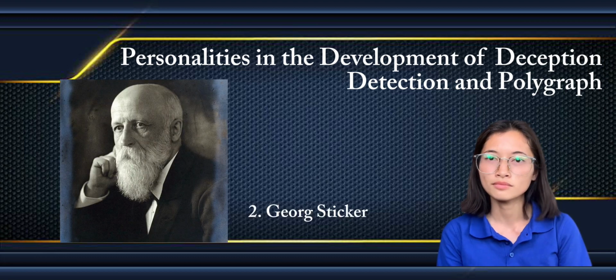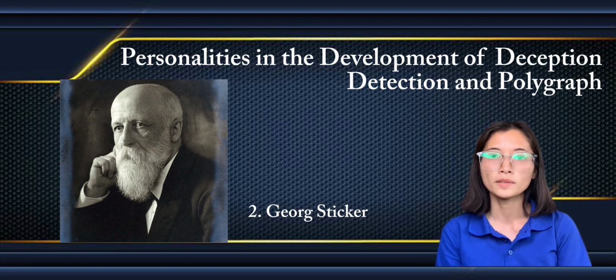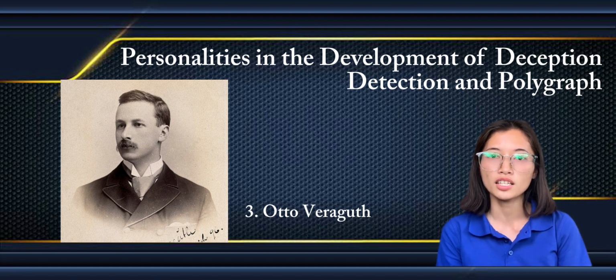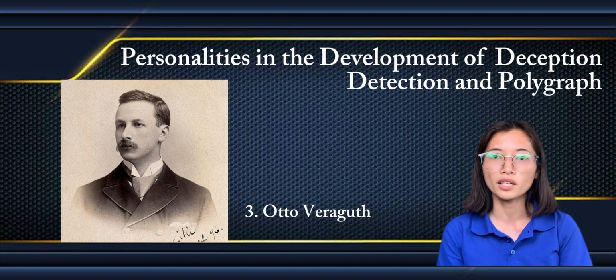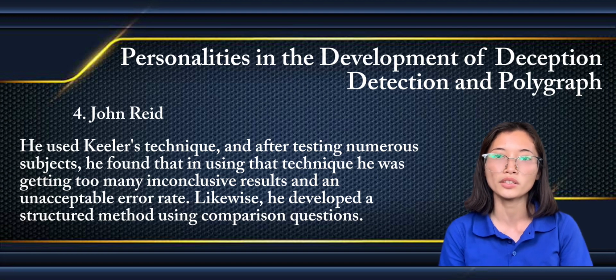George Sticker. In 1897, he was one of the first to suggest the use of galvanic skin response (EDA) as an indicator of deception. Otto Veraguth was the first to make word association tests using the galvanometer. The galvanometer was used to detect deception because of its ability to measure emotional disturbances. John Reid used Keeler's technique, and after testing numerous subjects, he found that in using the technique, he was getting too many inconclusive results and an unacceptable error rate. Likewise, he developed a structured method using comparison questions.